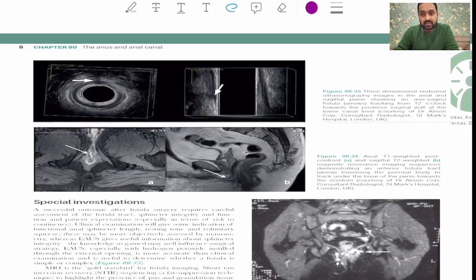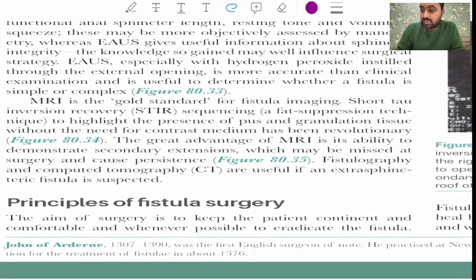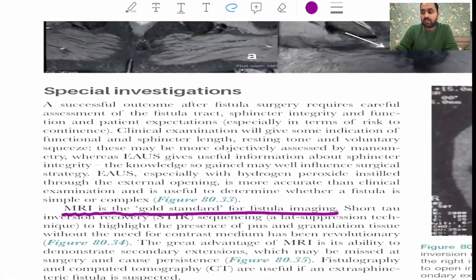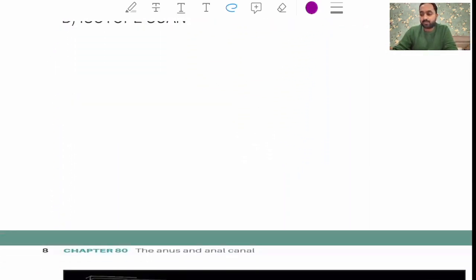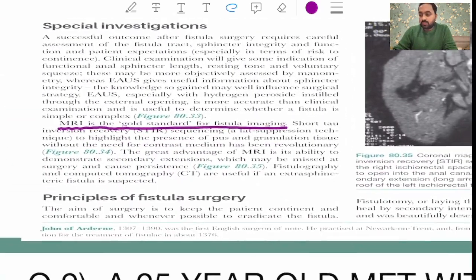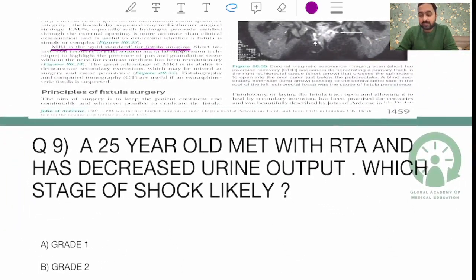This is again a line which is directly taken from your Bailey and Love, which says MRI is the gold standard for fistula imaging, right? So here your answer would have been MRI, not fistulogram, right?